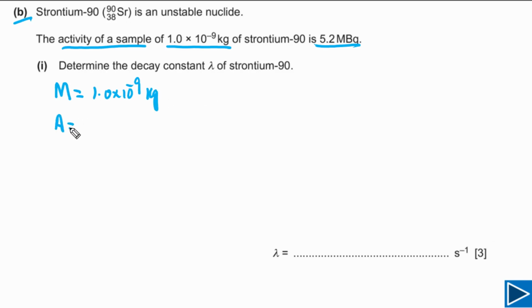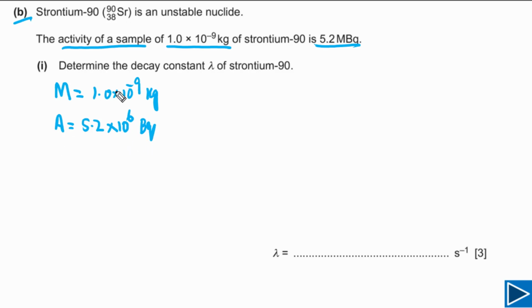So simply we can say A is given. This is equal to 5.2 MBq. So simply we can say this is 5.2 times 10 to the 6 Bq. Bq is the unit of activity, becquerel, and 1 becquerel is equal to 1 decay per second.